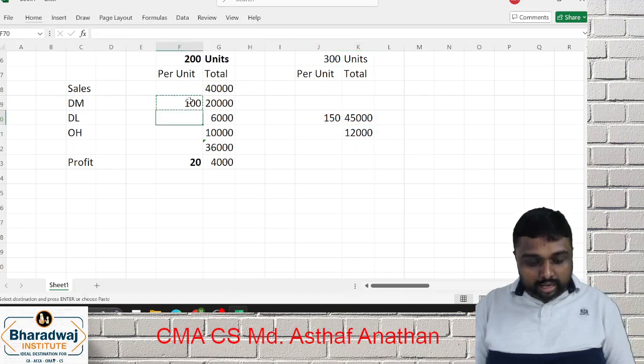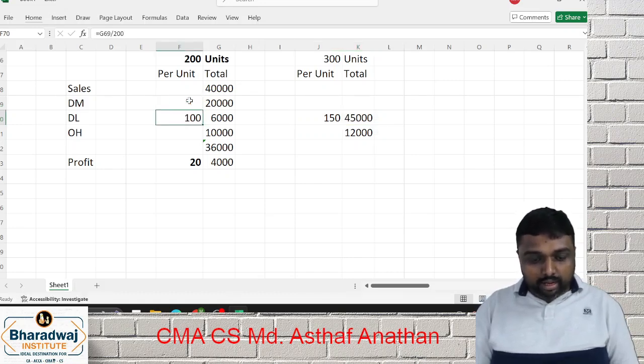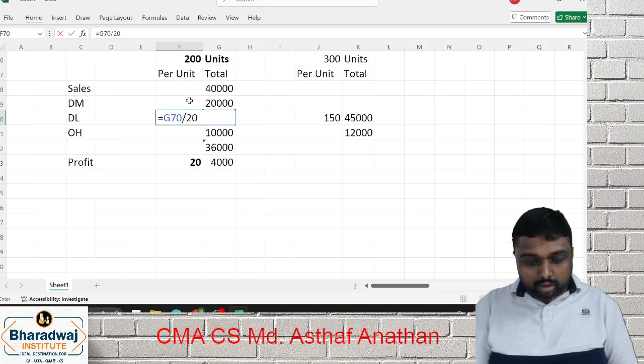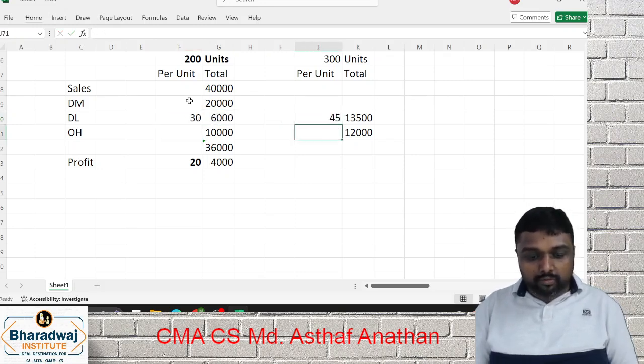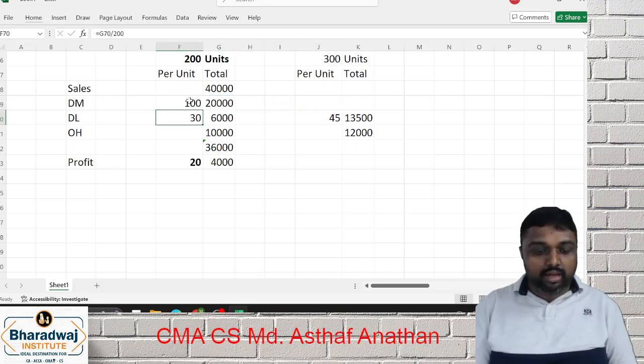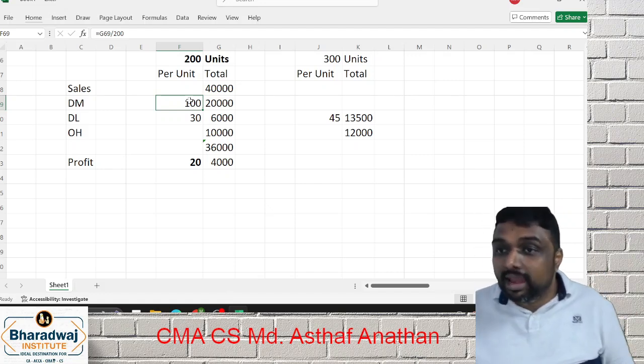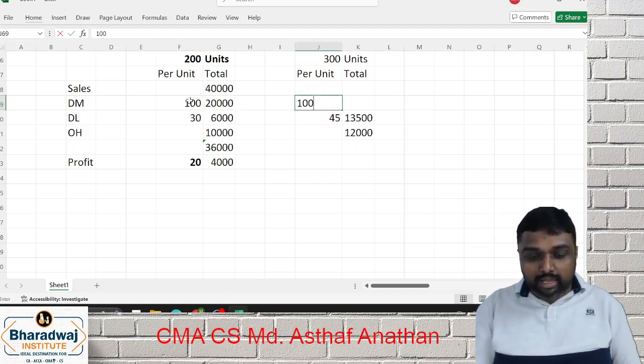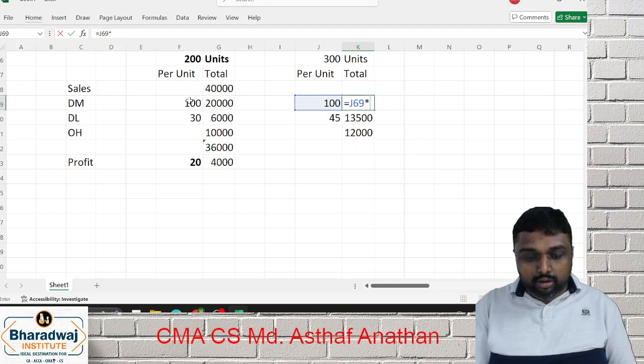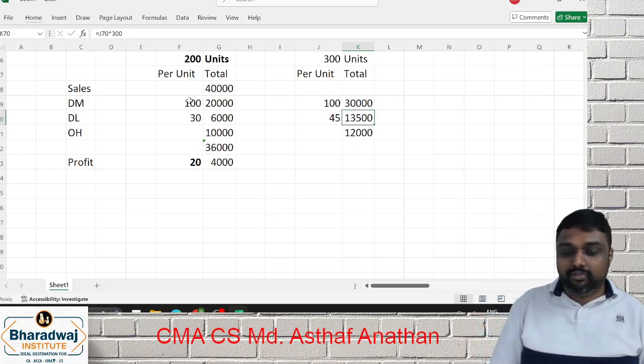One small correction let me make. I have taken the wrong column here. 230 only is your amount. 30 into 1.5 is 45. Yes. Material last year amount is 100. Nothing is said about material, so material will remain the same. So you have to put material as 100, 100 into 300 units. How interesting, friends.